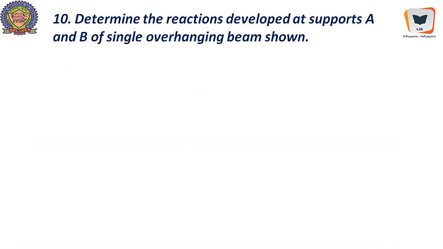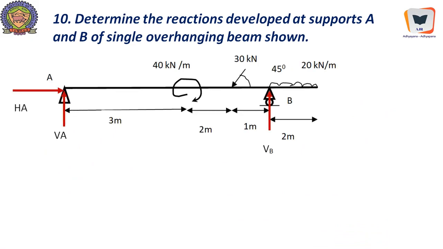Right. Determine the reactions developed at supports A and B of a single overhanging beam. It is a single overhanging beam. Here is a piece of the beam protruding beyond the simple support. This is a simple span. This is a simply supported span, and beyond this it becomes a single overhang. And here it is subjected to a concentrated moment and an inclined load and a UDL.